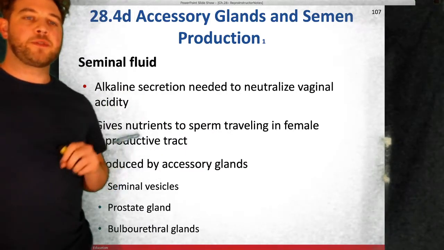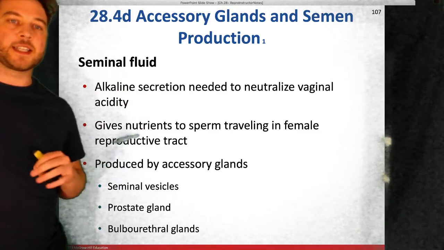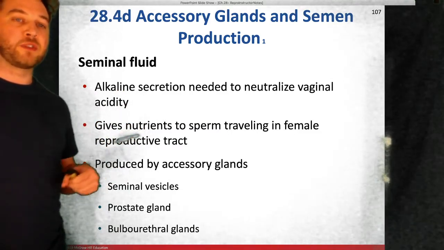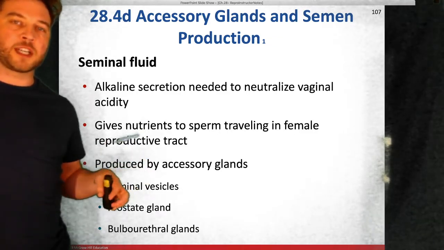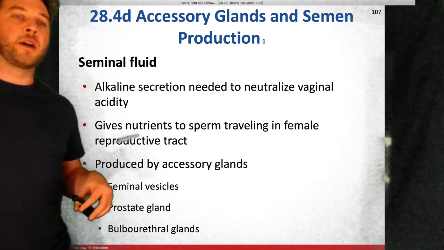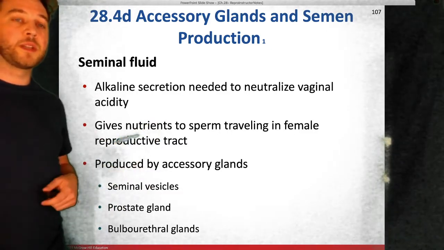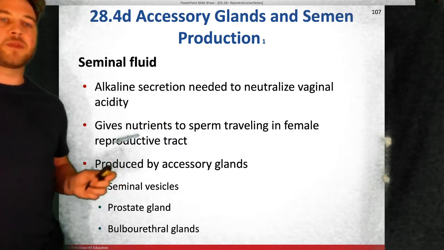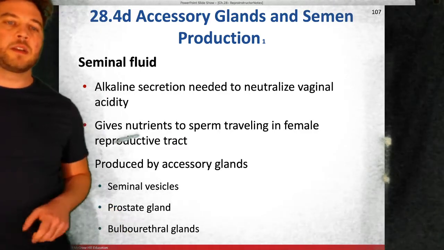All right, so seminal fluid. This is an alkaline secretion needed to neutralize the vagina's acidity. It gives nutrients to sperm as well to travel through the female reproductive tract. We'll see that sperm can live longer than the 24 hours that an unfertilized oocyte can, because they have these nutrients in the seminal fluid. It's produced by different accessory glands of the male tract: seminal vesicles, prostate, and bulbourethral glands, also called Cowper's glands.